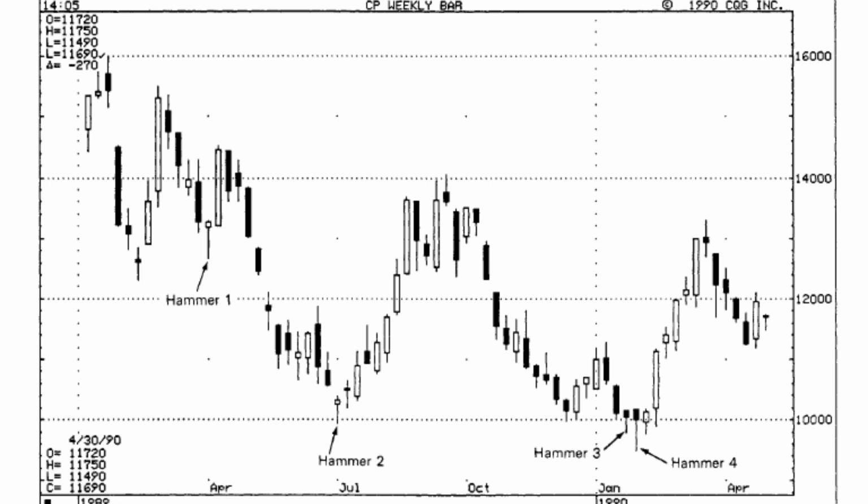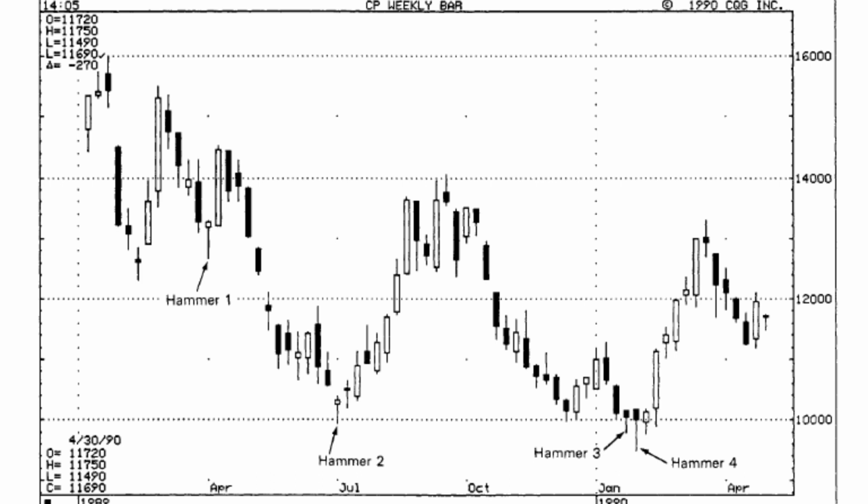New lows appeared at hammers 3 and 4 as prices moved under the July lows at hammer 2. Yet, there was no continuation to the downside. The bears had their chance to run with the ball. They fumbled. The two bullish hammers 3 and 4 show the bulls regained control.